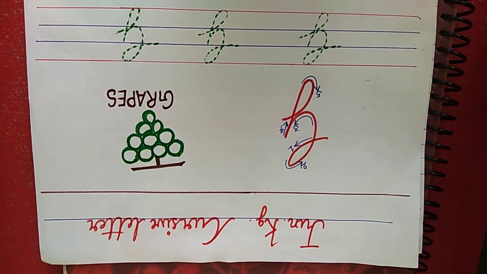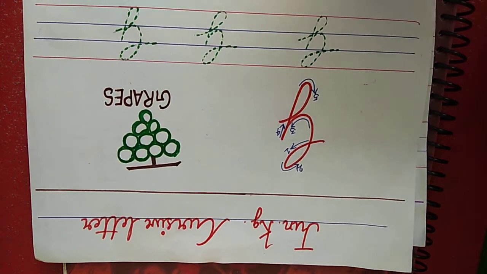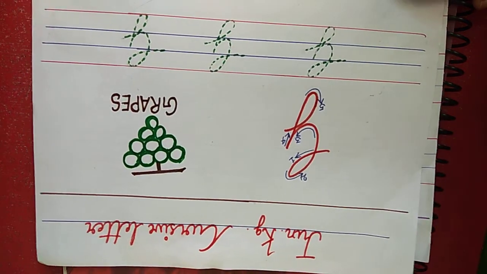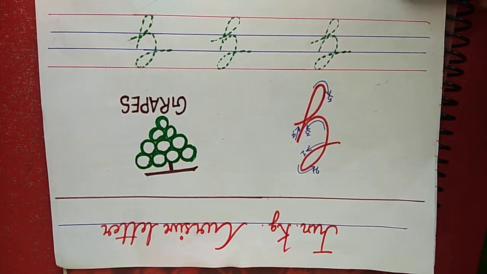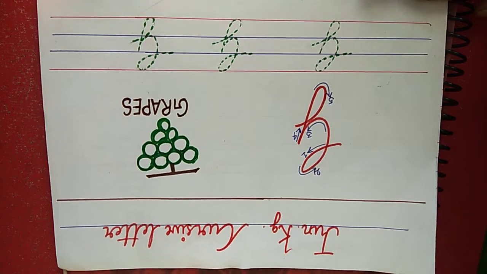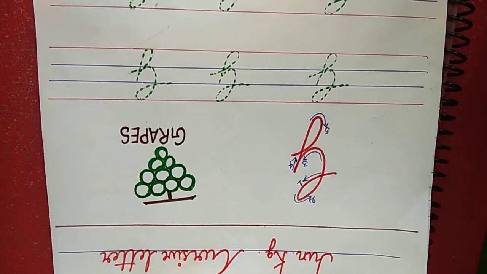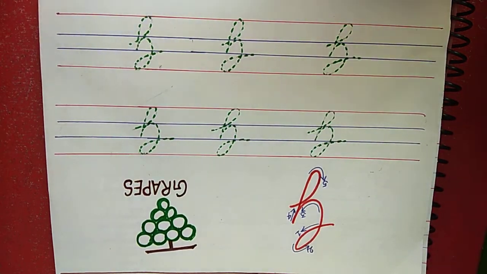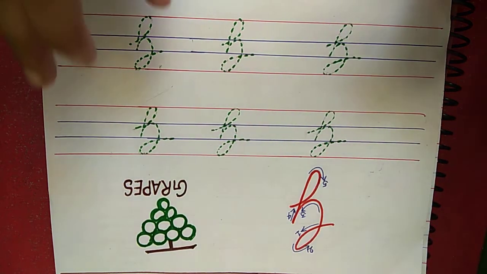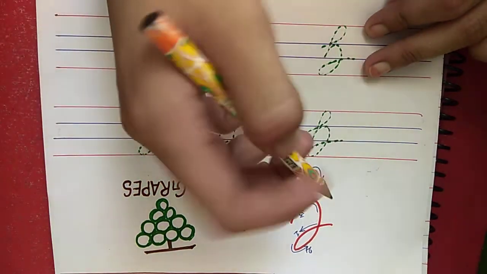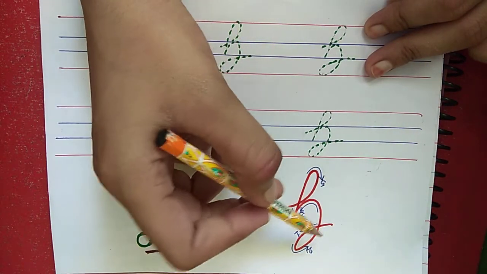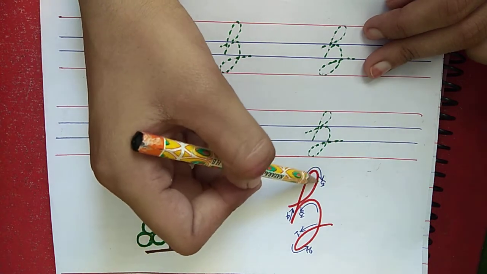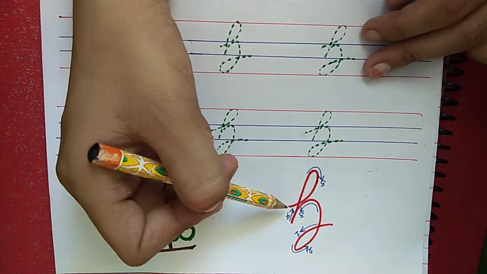What is the spelling of grapes? G R A P E S. Grapes. What is the spelling of grapes? G R A P E S. Grapes. Now look at the big G. I drew a big G for you to understand how to write G for grapes.